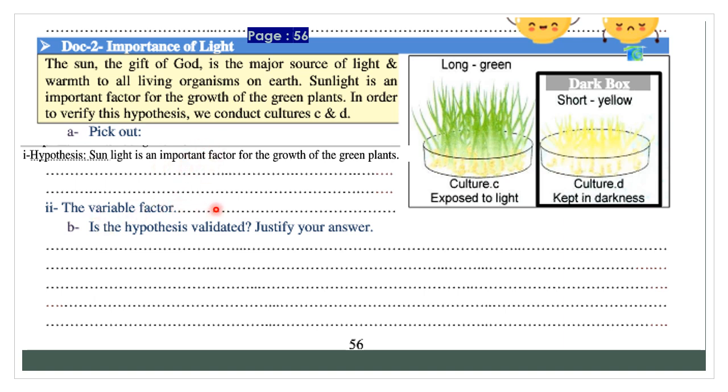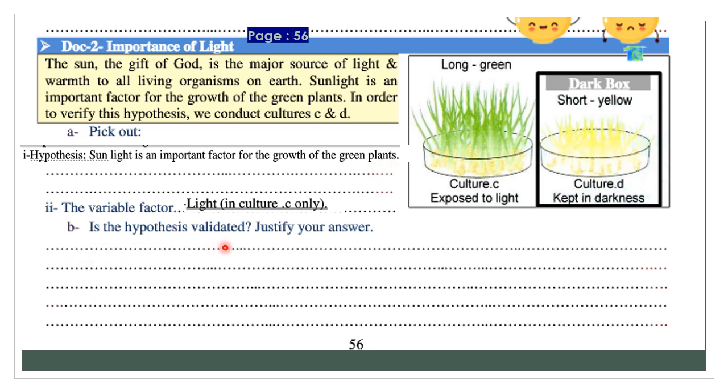What's the variable factor? Here we have sunlight. Here there is no sunlight. So what's the variable factor? It's the light, where light is in culture C only. So here the variable factor is the presence or the absence of sunlight.